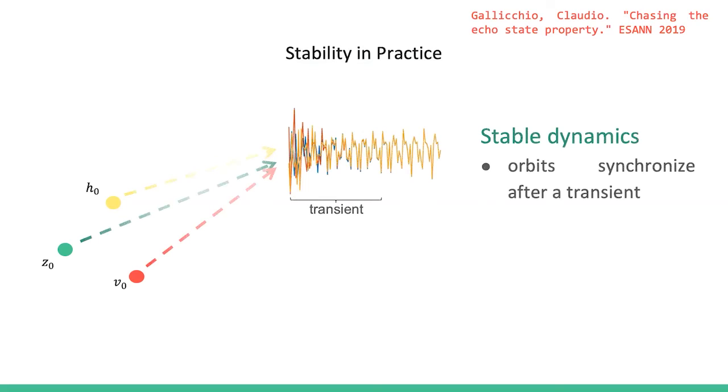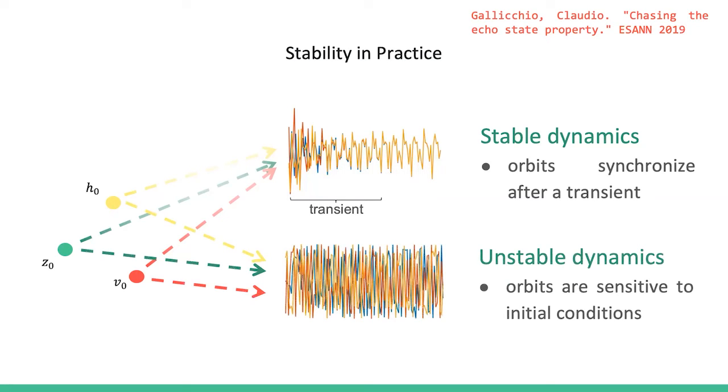What we end up with in the case of stable dynamics is that all the orbits of my dynamical system, in this case for simplicity just one dimensional, all the possible orbits, if I start from the yellow point, the green point, or the red point, will synchronize after a transient. So my system is now locked to an attractor, an orbit, and this appears after a transient. Now my computation is an echo of the input. The state trajectory is an echo only of the input, not of initial conditions on the state, and does not depend too much on tiny perturbations in the injected input.